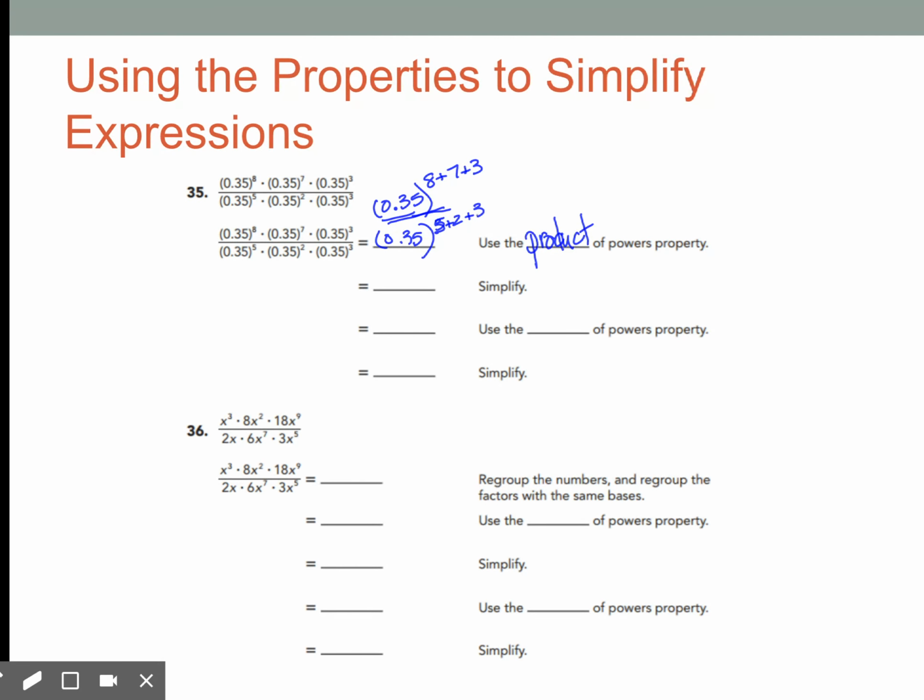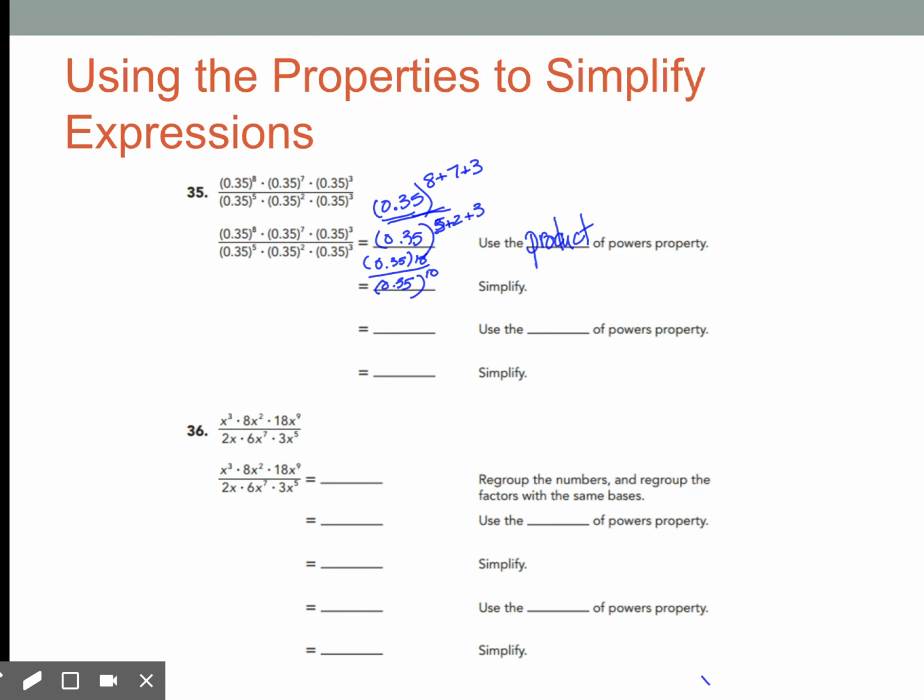Now I simplify by doing my adding. So 35 hundredths to the 18th power on top, and 35 hundredths to the 10th power on the bottom. Feel free to enlarge your screen if you're having a little trouble. I have a small space to write.